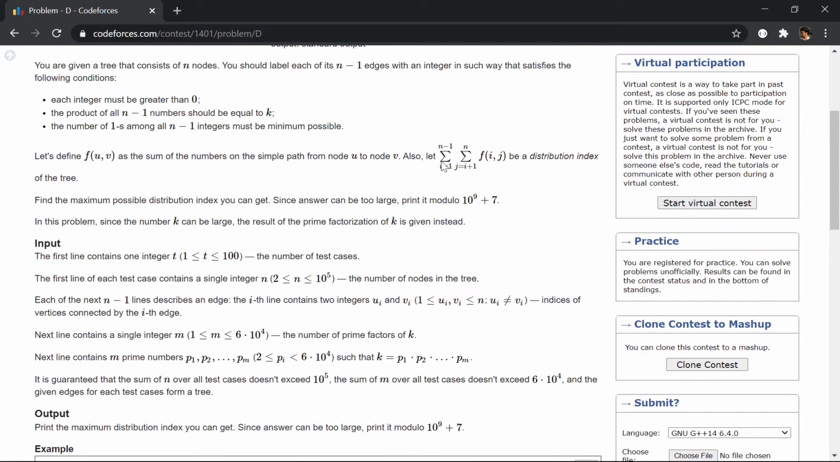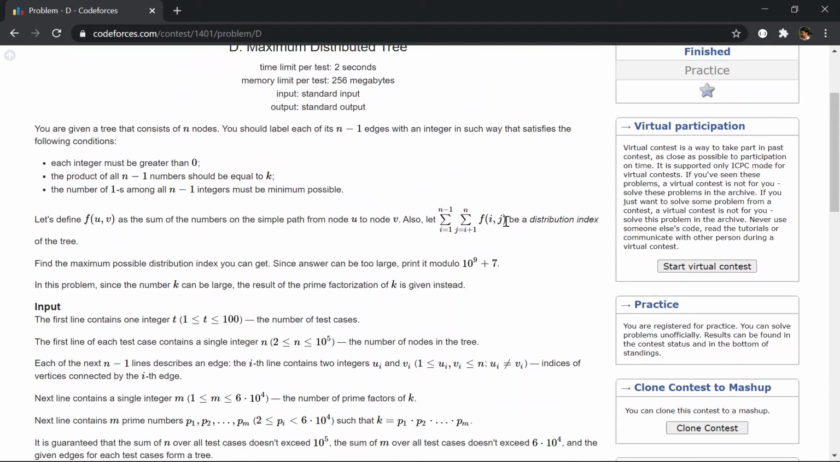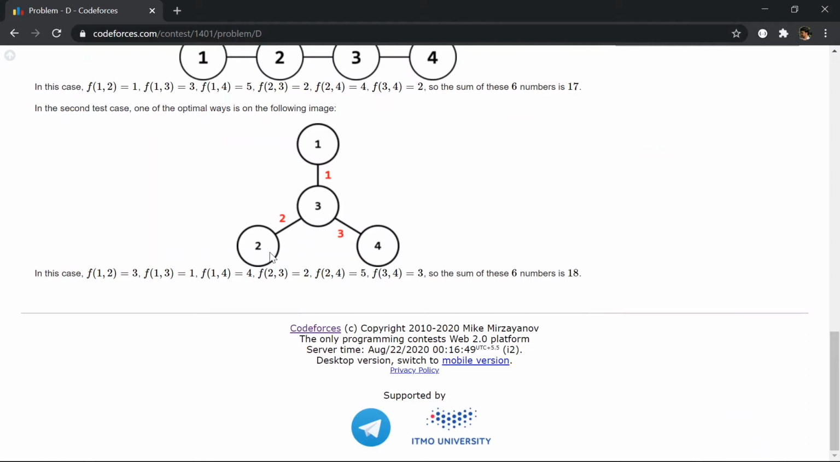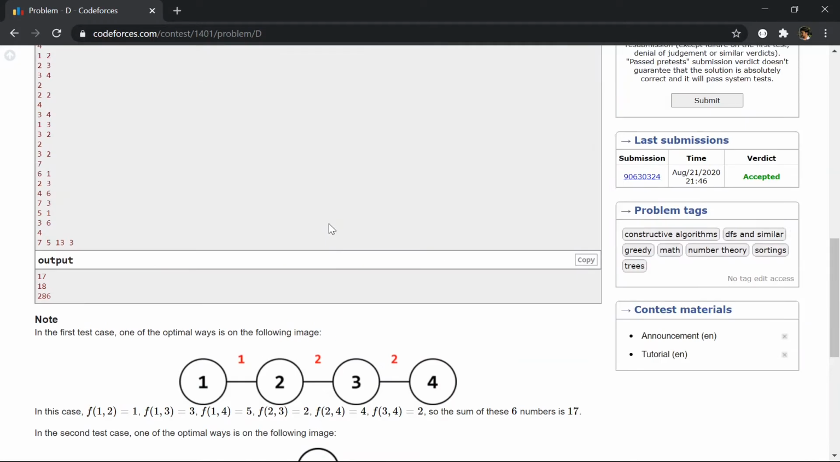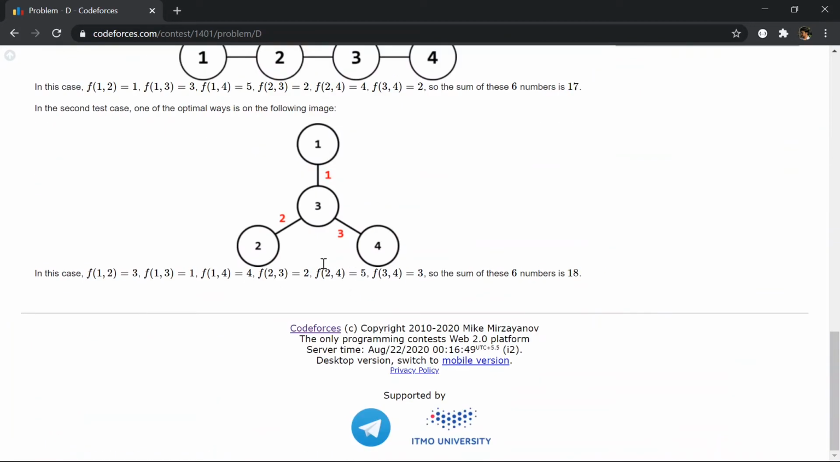For each i to j, Fij is the sum of the numbers on the simple path from node U to V. So if we have marked this, Fij equals the sum of all the values. The Fij value for 1, 4 will be 4, and for 2, 4 it will be 5. So you got what Fij is, and this entire function becomes, for each pair we have to calculate the sum.